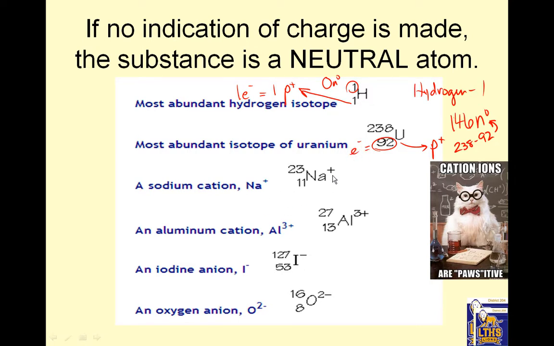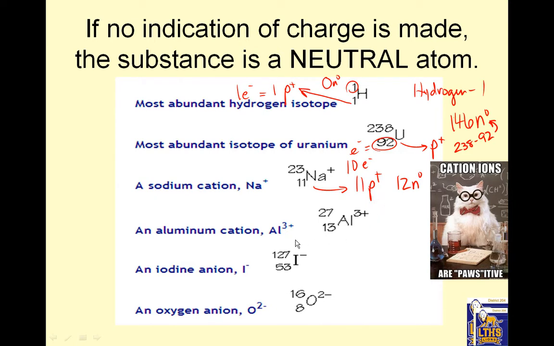Oh, look, it's an ion. How do I know? Because there's a plus charge. What kind? Cation. So 11 protons, atomic number. 23 minus 11 is 12 neutrons. How many electrons? Well, there's an extra proton, so there's only 10 electrons.